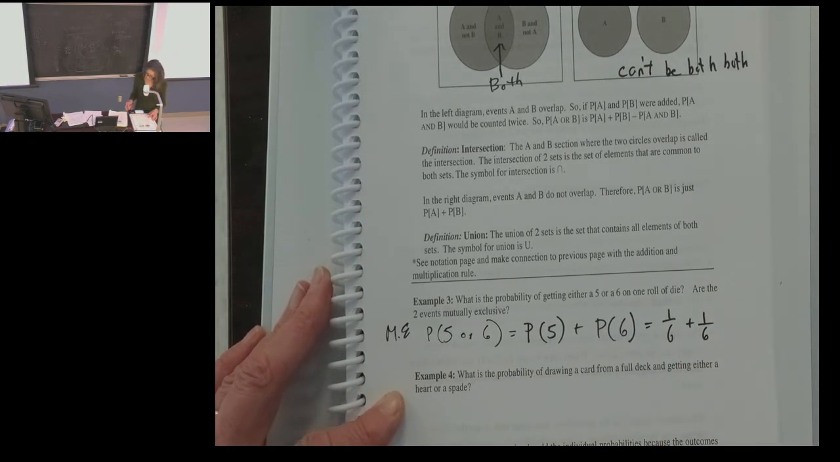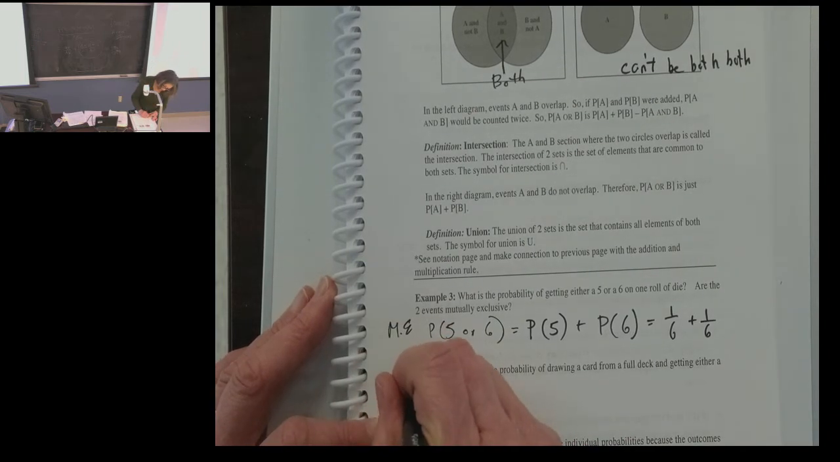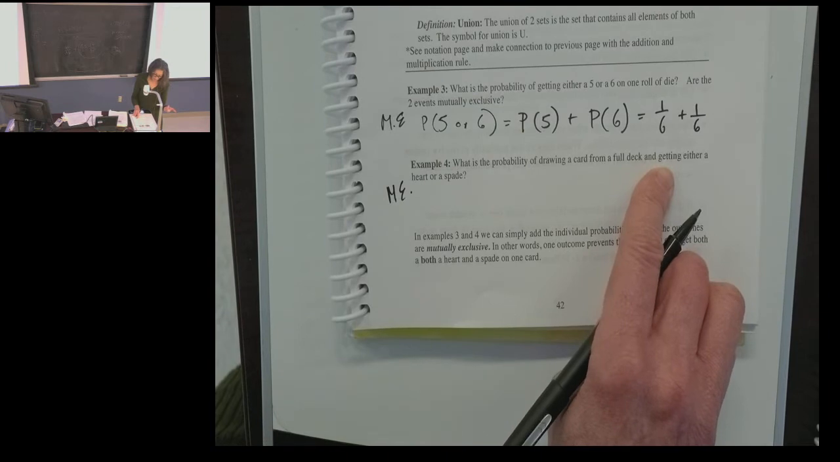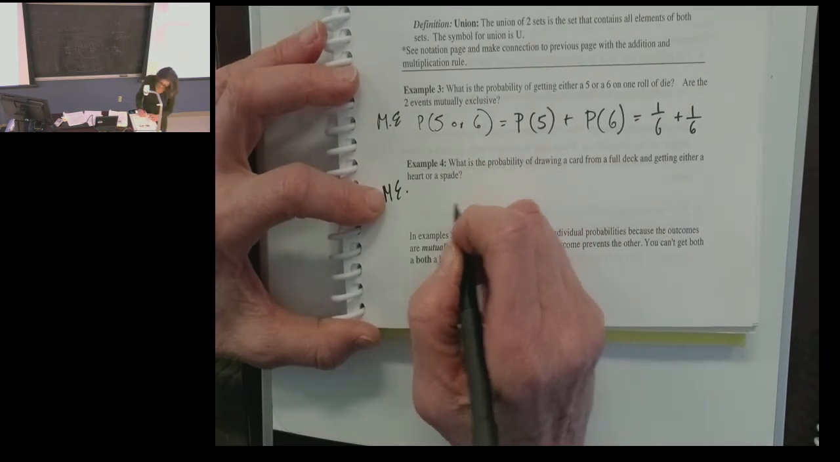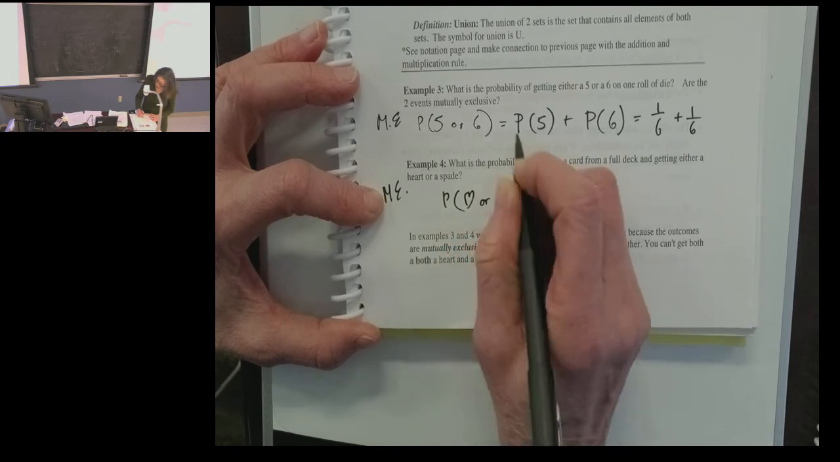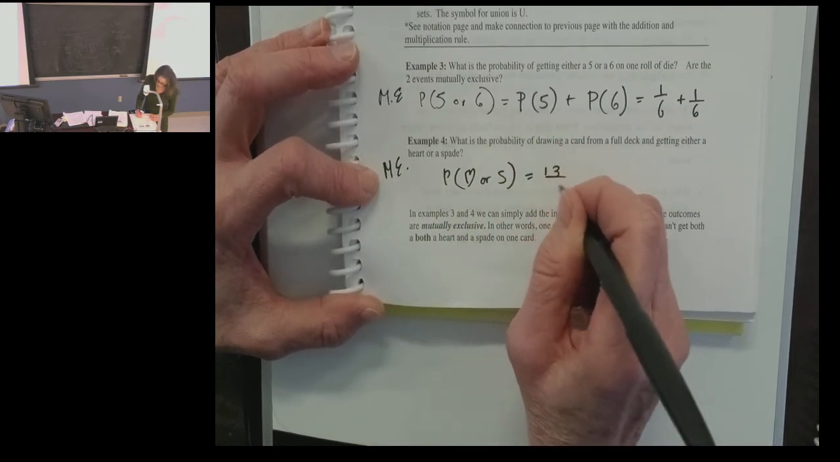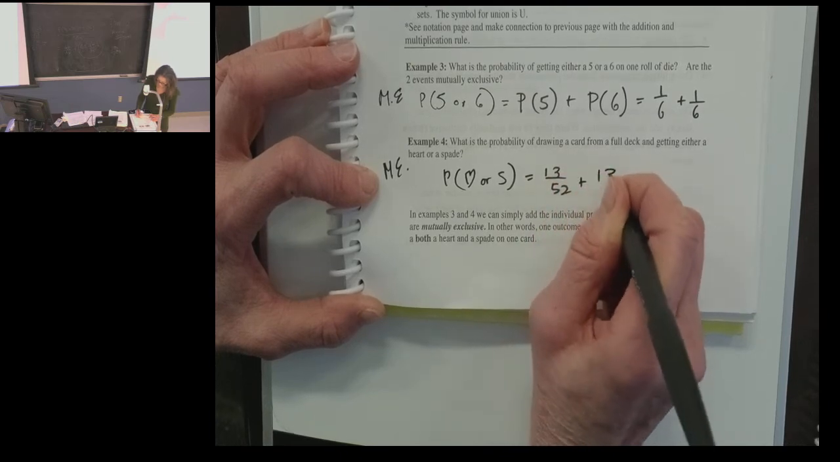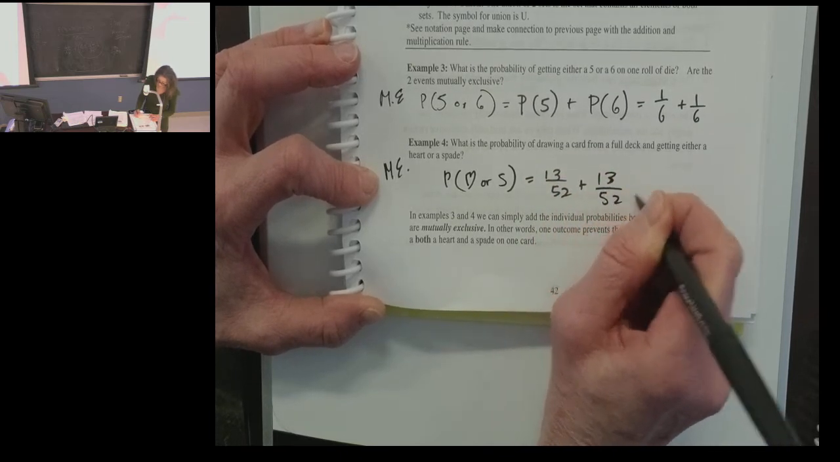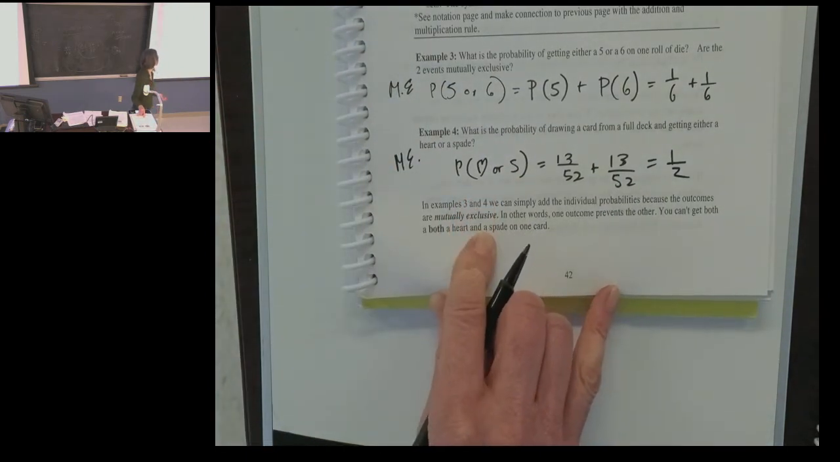And this one is also mutually exclusive. You just draw one card. The probability of a heart or a spade is going to be equal to the probability of a heart, 13 out of 52, plus the probability of a spade, half the cards. And one card can't be both.